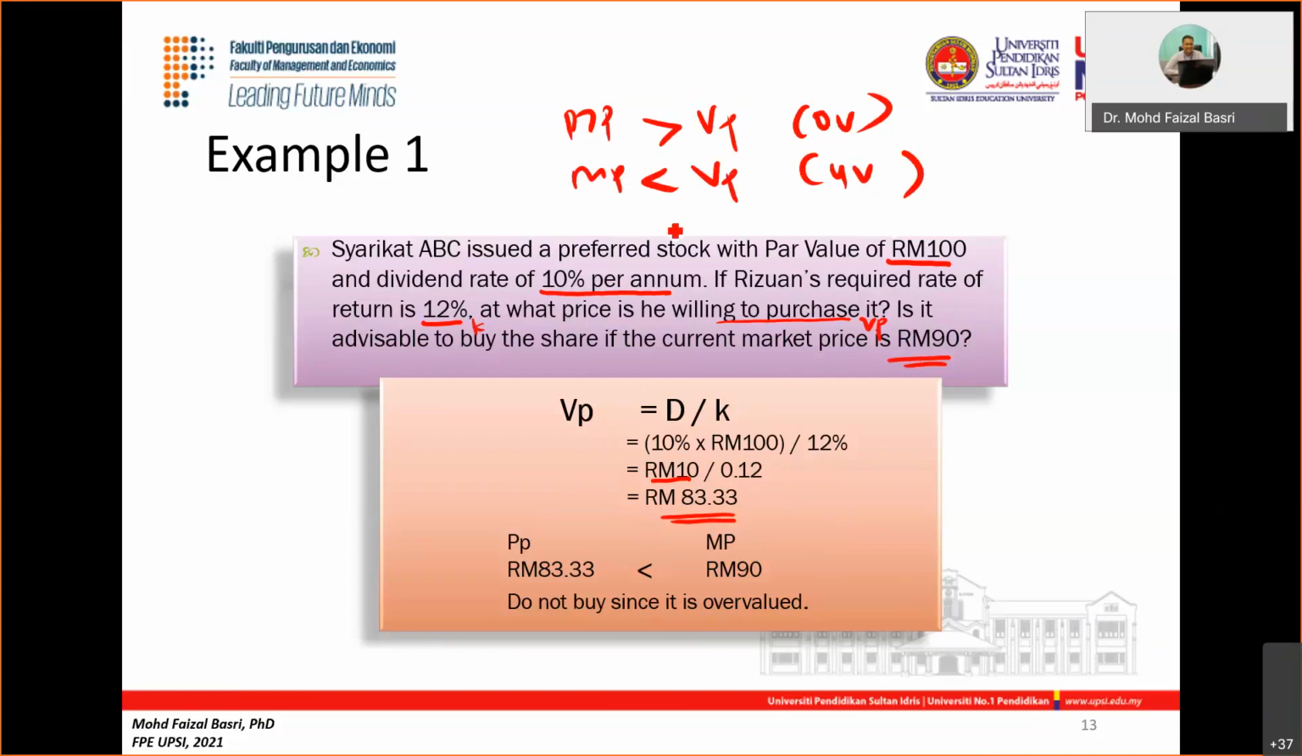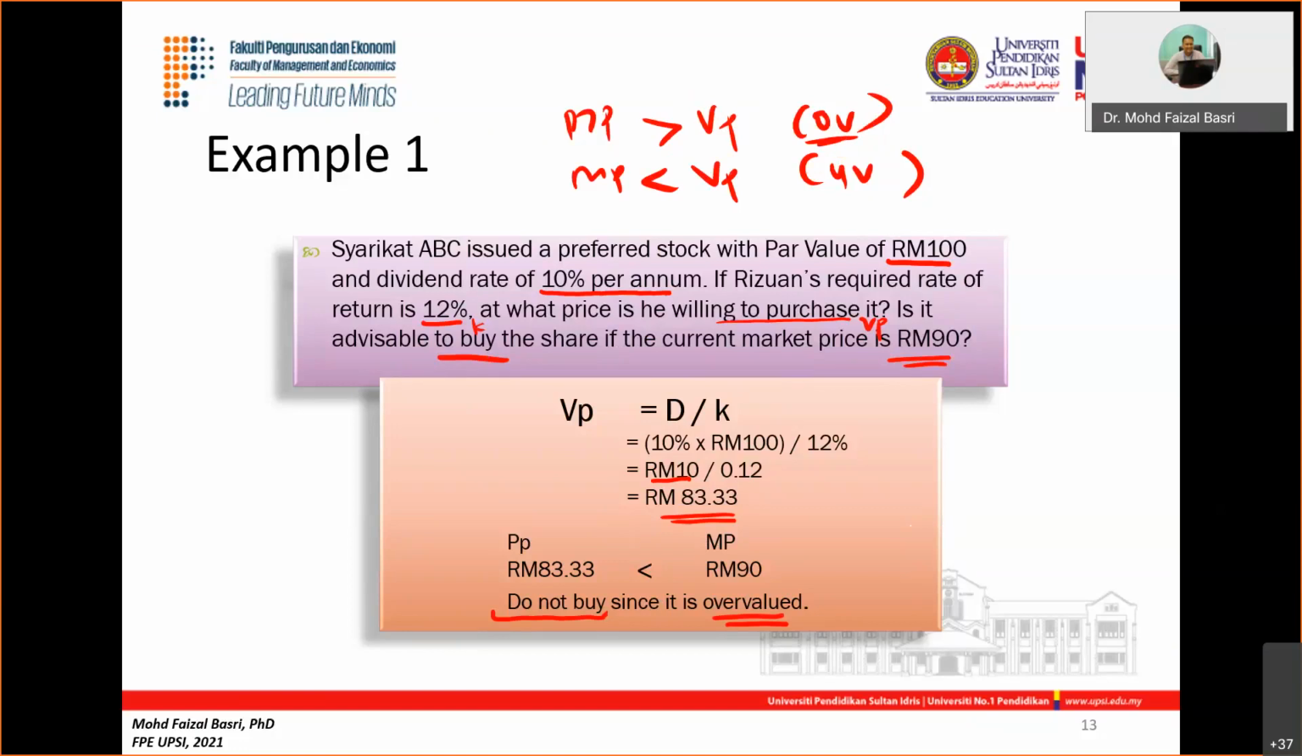So in this case, the market price, RM90, is more expensive as compared to the VP, 83. So if this is the case, this is overvalued. Okay, overvalued. So if it's overvalued, our suggestion would be, since the question asks about advisable to buy, therefore we advise do not buy because it's overvalued. Okay, remember overvalued, do not buy, or if the question asks us whether to buy or to sell, then we're gonna advise to sell if it's overvalued.